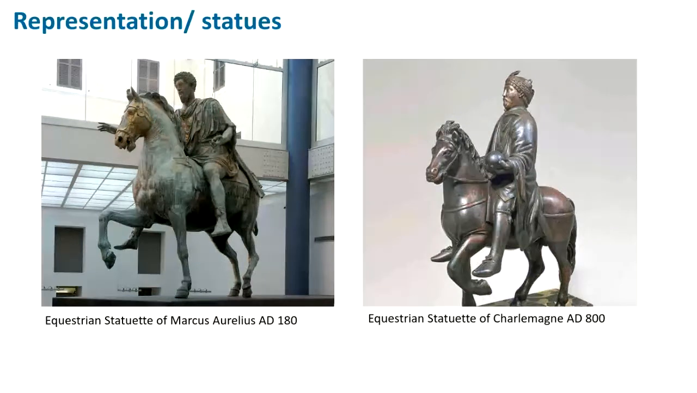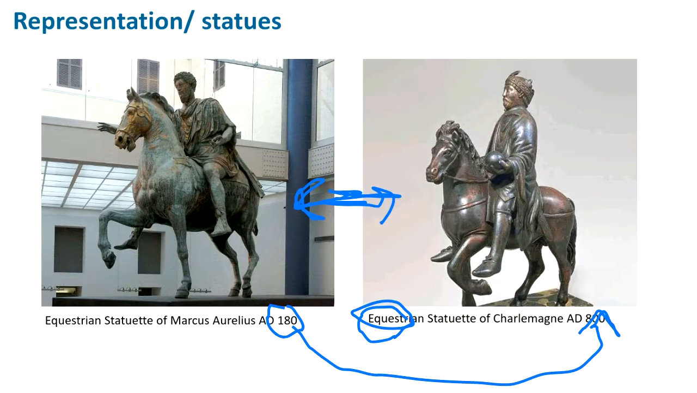Equestrian just means the act of riding a horse. And this is a very common pose that they use as a sign of power, as a sign of triumph. And again, we're talking about Romanesque. Charlemagne is calling himself the new emperor. So he's basically trying to replicate a lot of what the Roman Empire did. As you can tell, this is 180 AD, and now it's 800 AD. So a long time has passed, but Charlemagne is still trying to imitate him in a way.